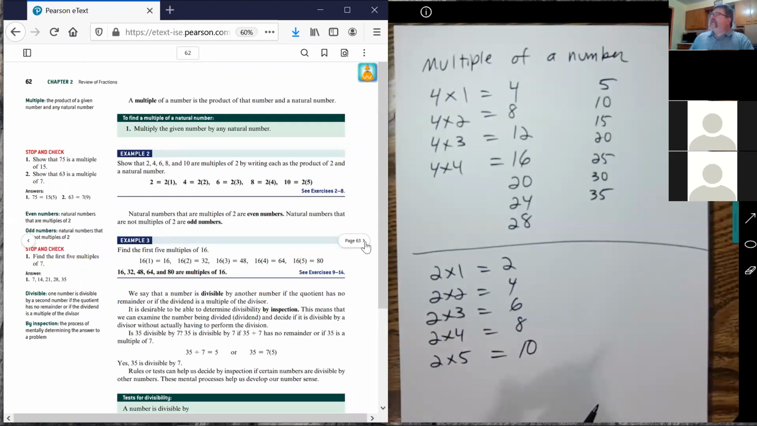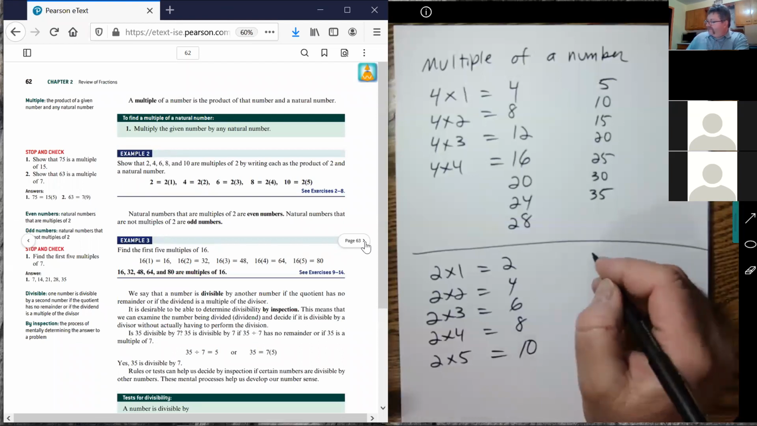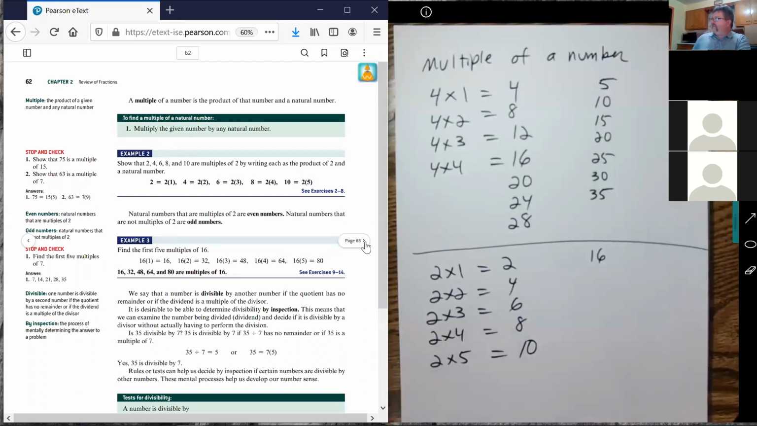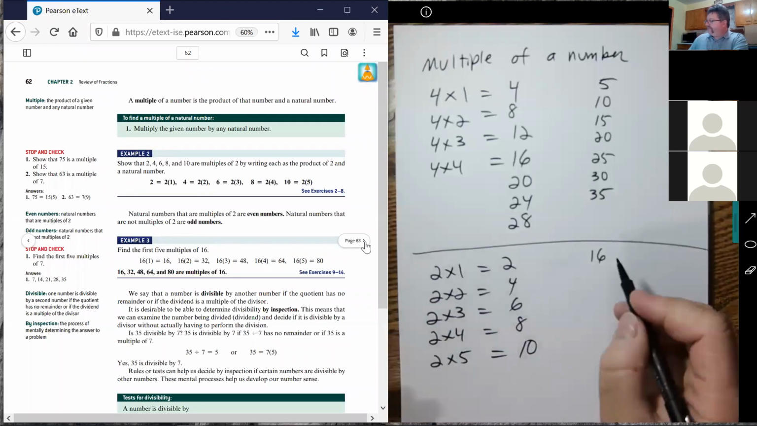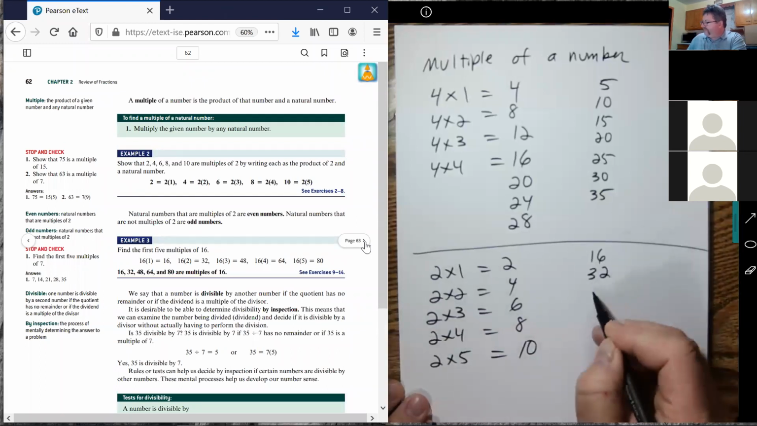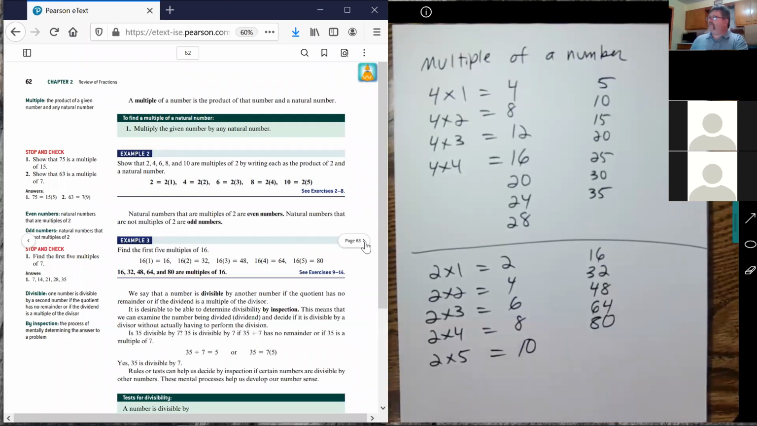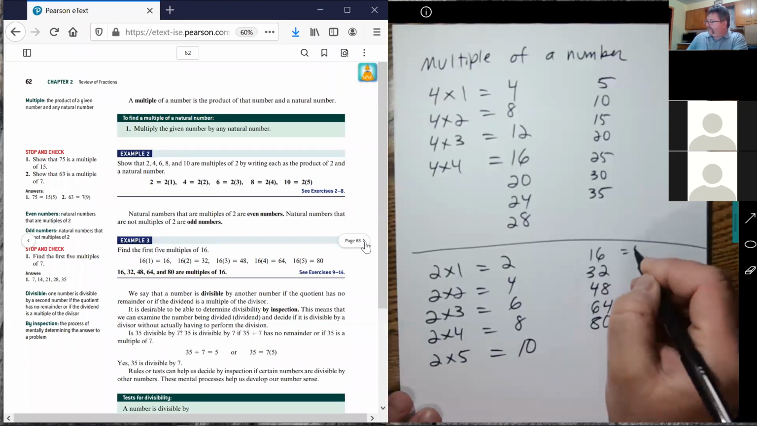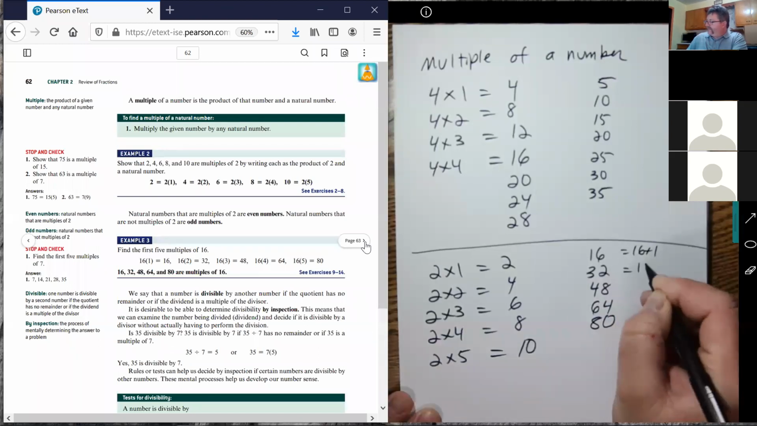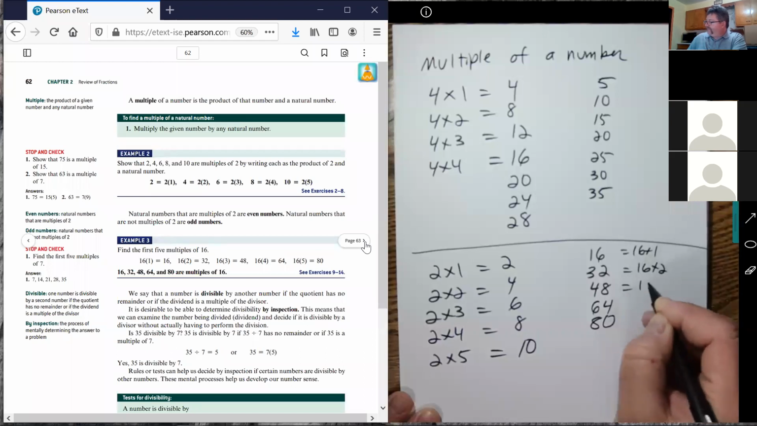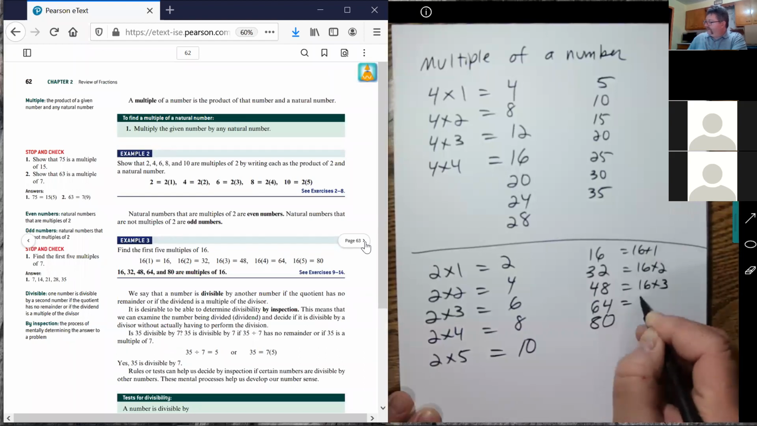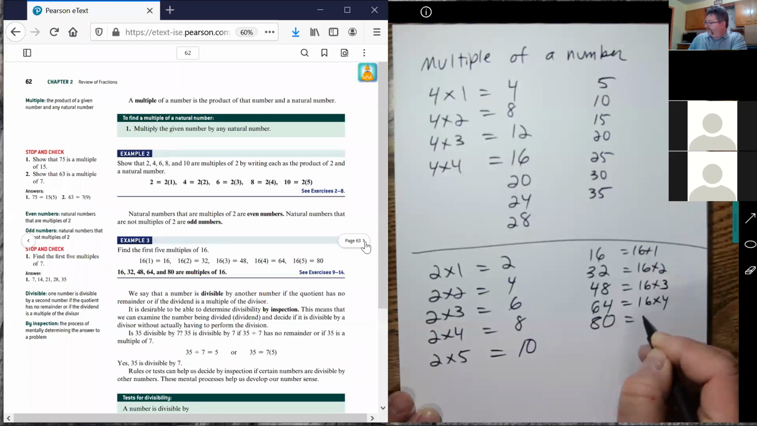Okay. Example 3, same idea. Find the first 5 multiples of 16. Well, maybe we'll do this one the other way. Just count by 16. 16, 32, 48, 64, and then 80, right? Same thing. How did I get that? Well, that was 16 times 1. That was 16 times 2. 16 times 3. Okay, that's what the multiples are all about.